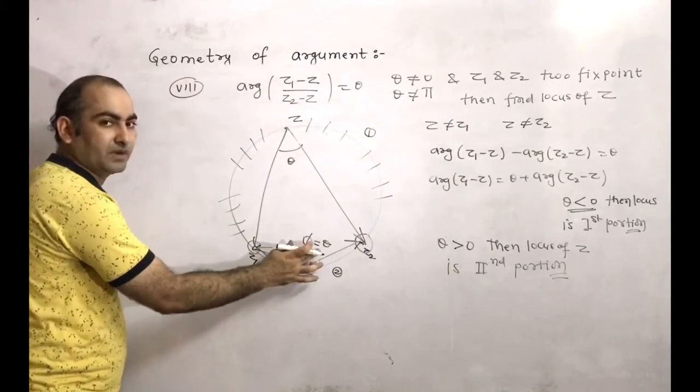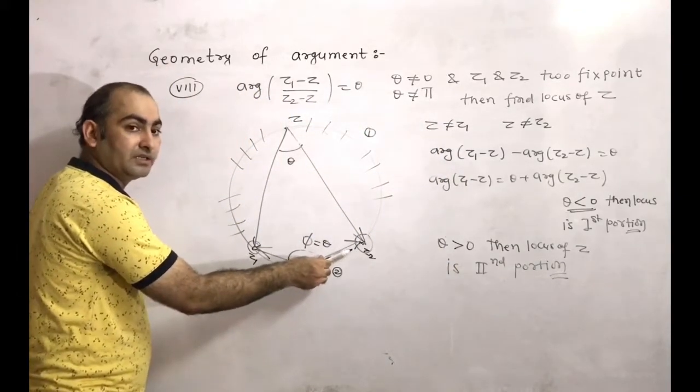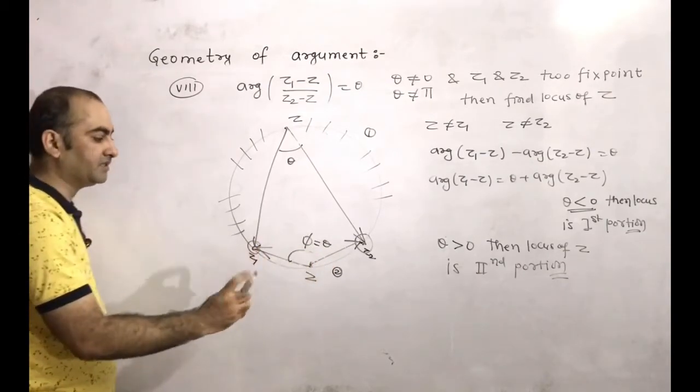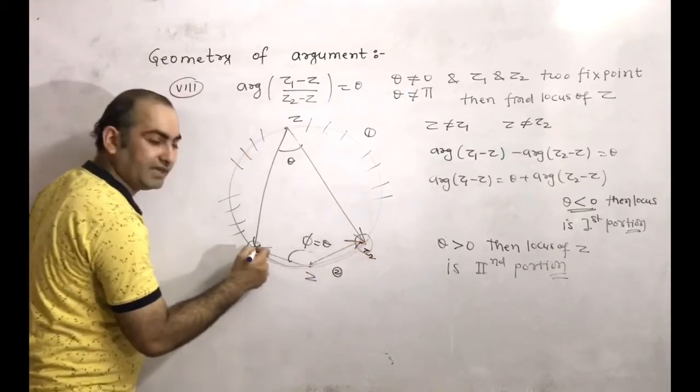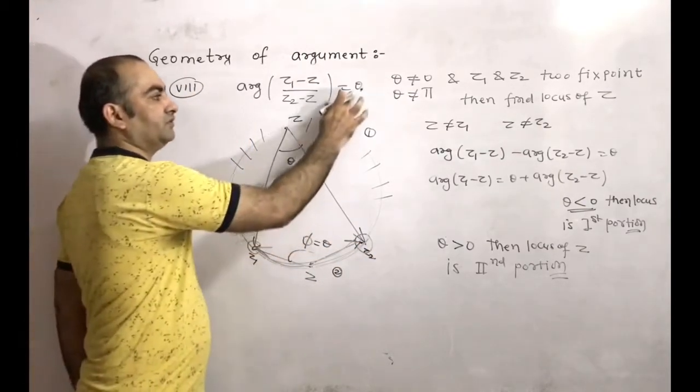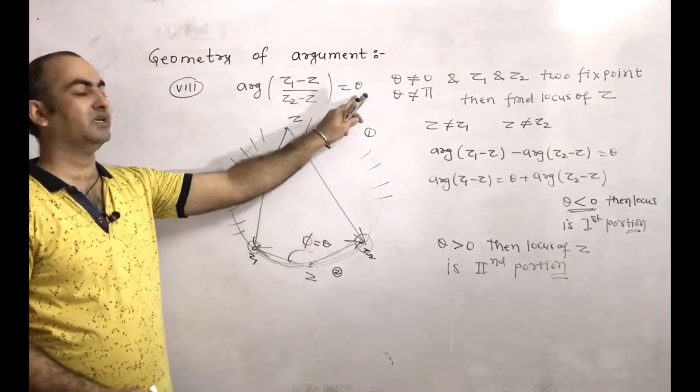If theta is this one, then we have to rotate this one in clockwise direction with the angle theta degree to get this one. That means we'll get this portion, and z will lie in second portion. So locus of z is second portion. So if theta is positive, then this portion will come. If theta is negative, then first portion will come.